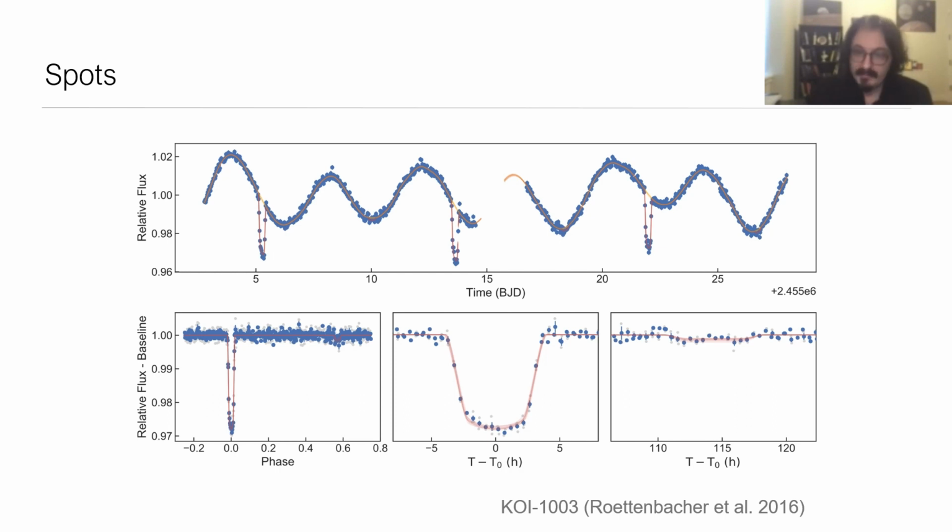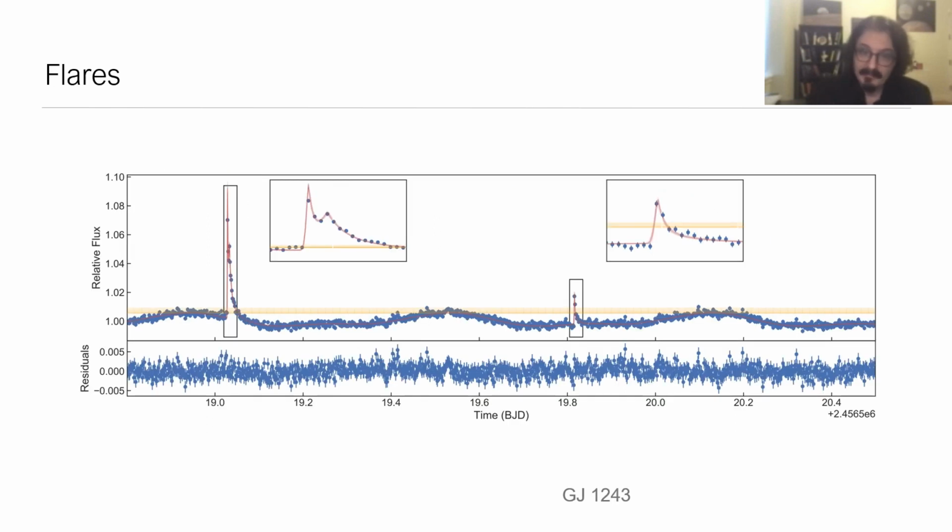We can also do flares, as I mentioned. This is GJ 1243, and you can see a double flare and a single flare later on. And flares and spots are jointly fitted. For spotted stars, typically they also flare at the same time. So you want a global model that models them at the same time.